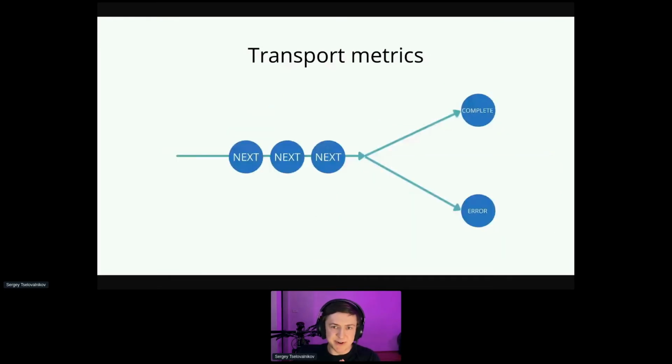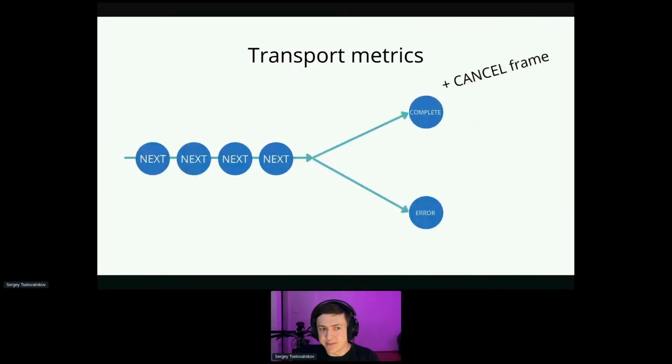But in the world of streaming, making sense of metrics is much, much harder. And that's because the lifecycle of channels is very different. To start with, we don't even know how many messages we are going to have in a single channel. We might have a potentially unbounded number of next frames. And then at the end, it might either complete with a complete frame or an error. But that's not it. We also need to track the cancel frames and track the cancellations.